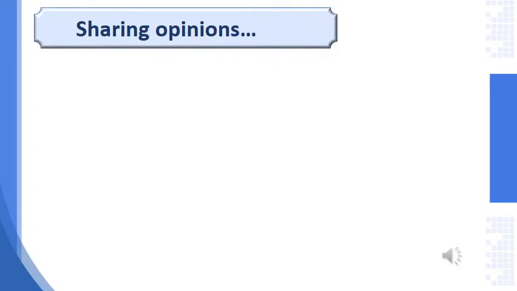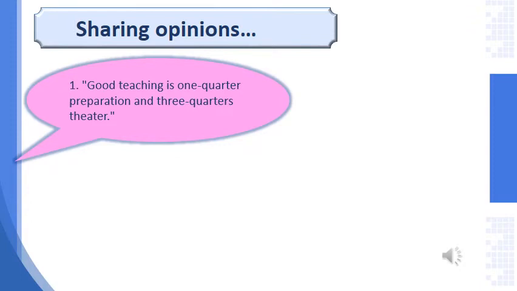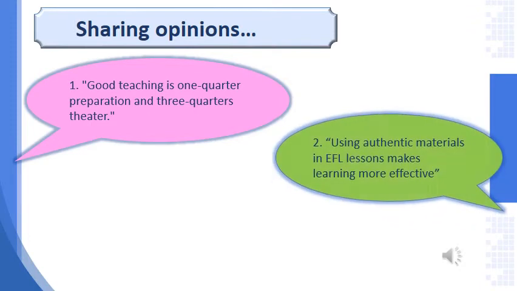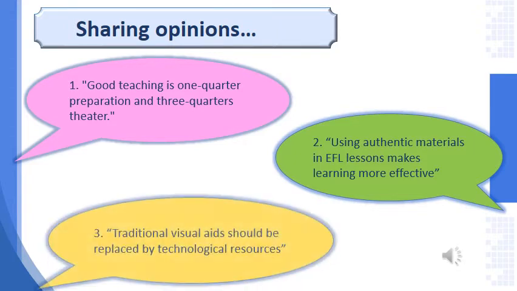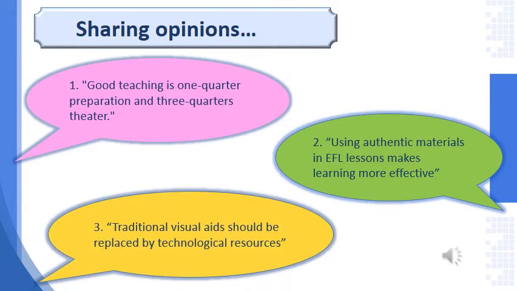Let's start by expressing opinions about some statements made by experts in the teaching field. The class is divided in three sections. The ones on the right are number 1. The ones on the left are number 2. And the ones in the middle are number 3. Read the statements every bubble contains and discuss the idea for 5 minutes. Do you agree or disagree? Be ready to share your opinions and support your ideas to the class.